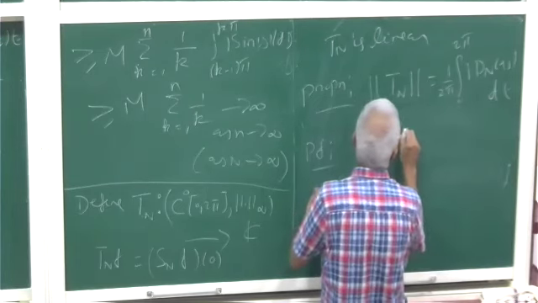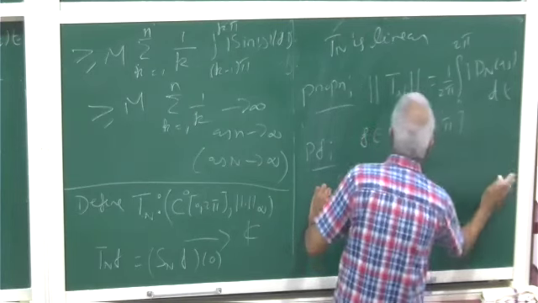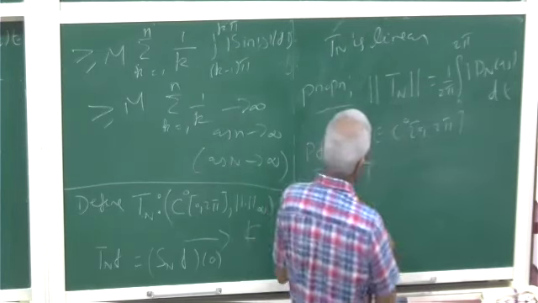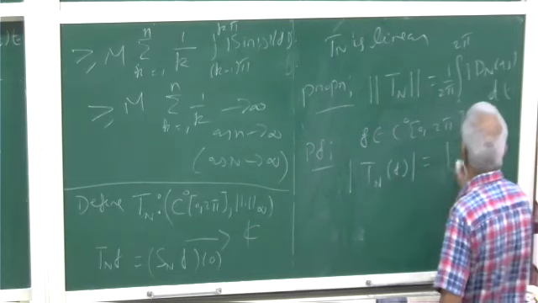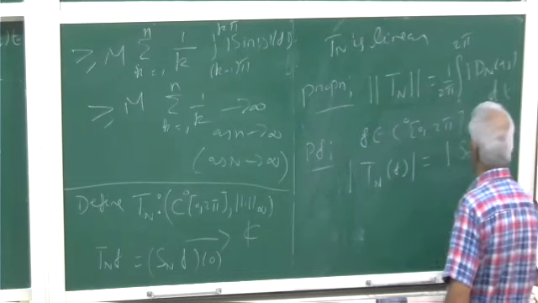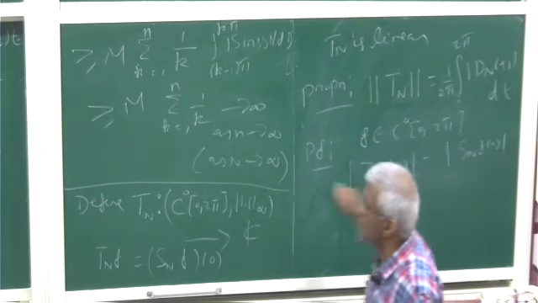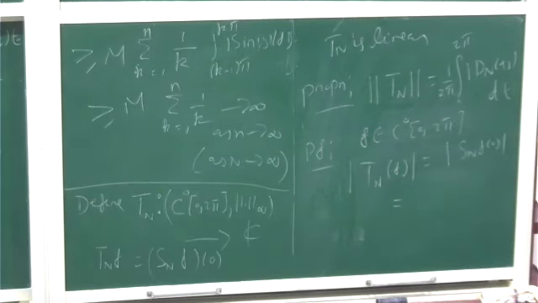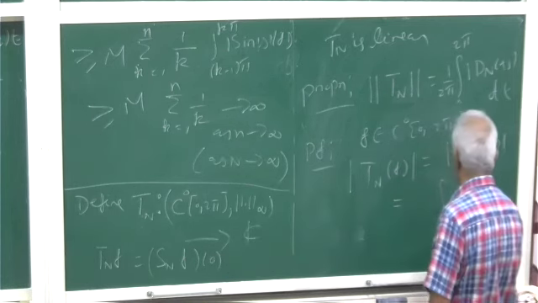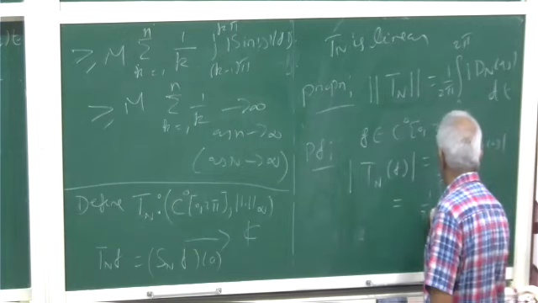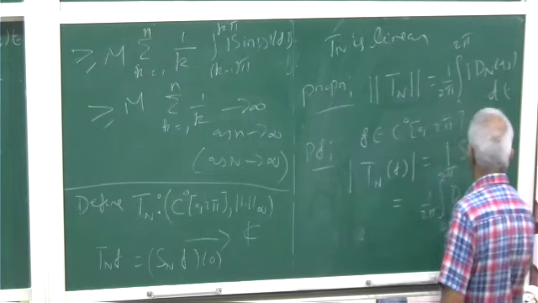So f is in C, the continuous functions. Then the modulus of Tn f is the modulus of Sn f at 0, when t equals 0. We have to compute this. This is an even function; if you take minus minus, that will cancel. So this is just equal to the integral from 0 to 2 pi of Dn dx.